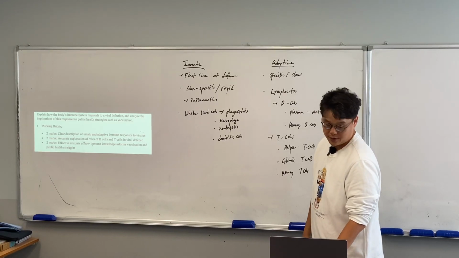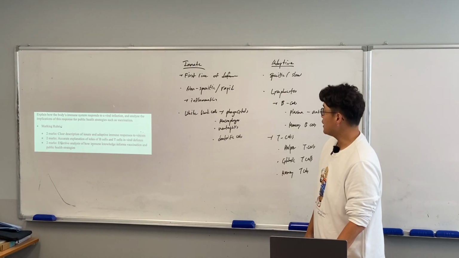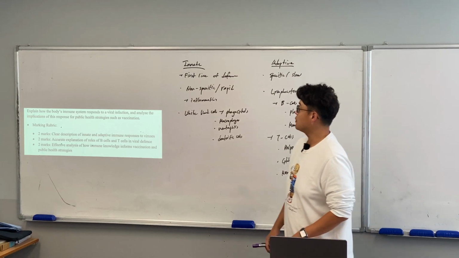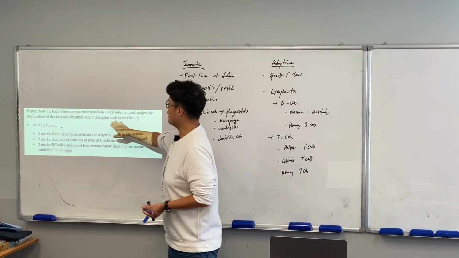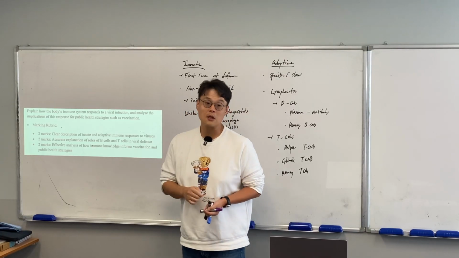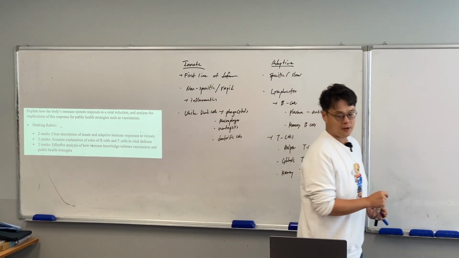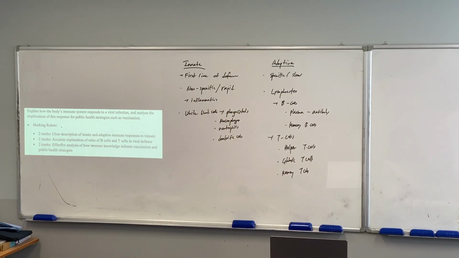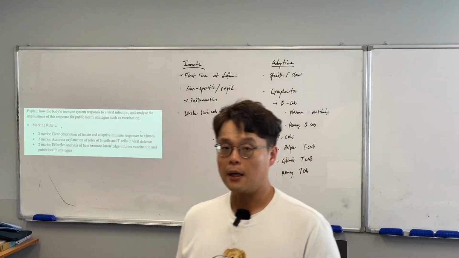Okay, next one. Question 2. Explain how the body's immune system responds to viral infections and analyze the implications of their response to public health strategies such as vaccination. We'll talk a little more about the public health strategies and the vaccination today too. But 2 marks.